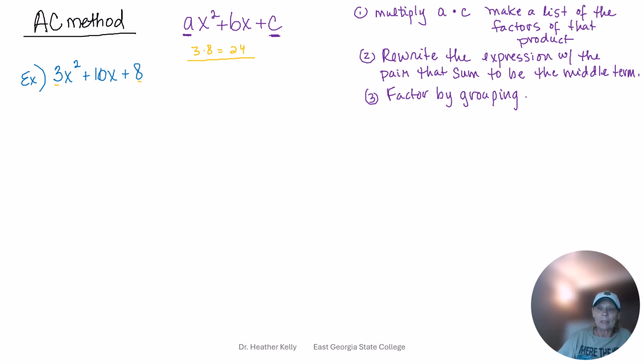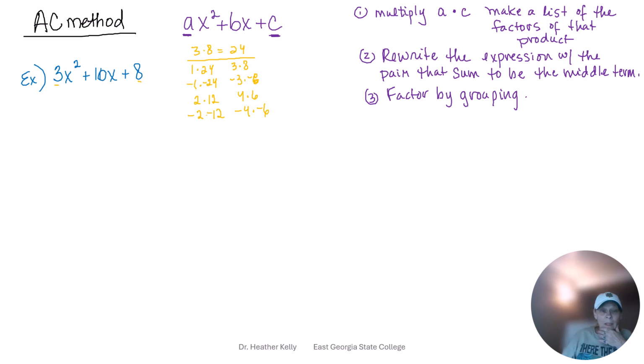I always make my list in order. I start with 1 and I go to 2, 3, 4. So how can I get positive 24? Well, positive 1 times positive 24, negative 1 times negative 24. Positive 2 times positive 12, negative 2 times negative 12. Get the idea? 3 times 8, negative 3, negative 8. And then I have 4 times 6 and negative 4 times negative 6.